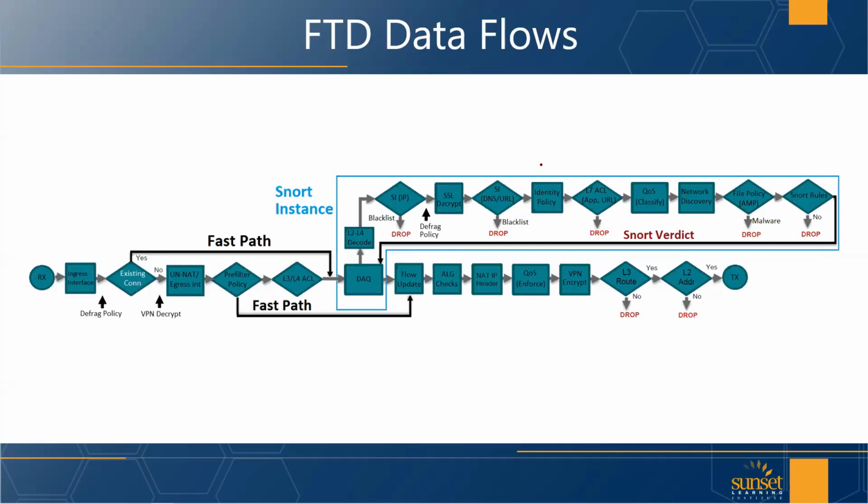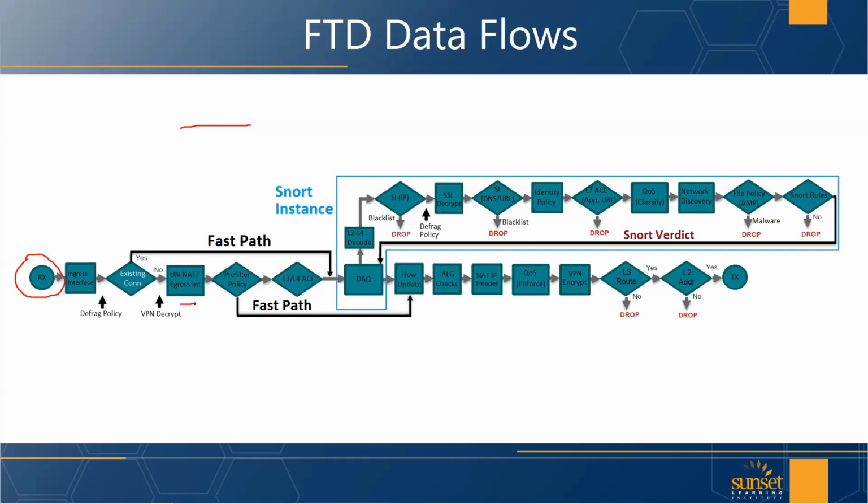Now let's take a look at the data flow through an FTD. So I still have my receive ring. Okay. Not much of this has changed. We still have this FIFO queue. It goes to the ingress interface. And in this case, is it an existing connection? We're going to say no.